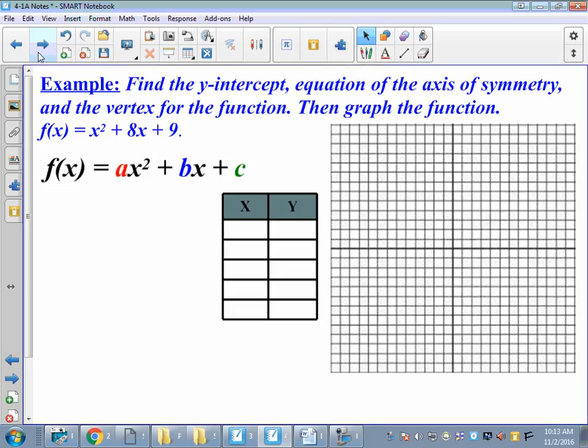So we're going to find everything we can about this quadratic function. This first quadratic function, f of x is equal to x squared plus 8x plus 9.